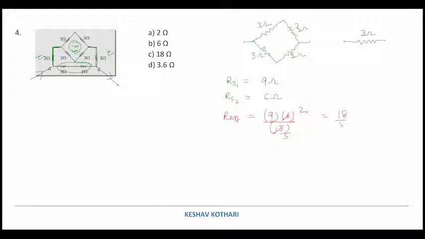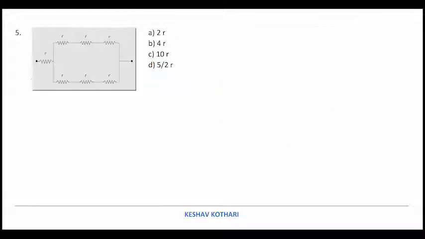18 by 5, which we can write as 3.6 ohm. So D option is correct for this particular problem. Let us move to the next one. This one is a similar type of easy circuit.